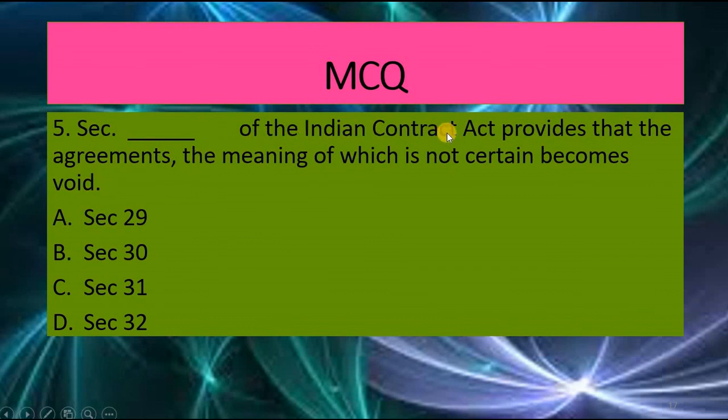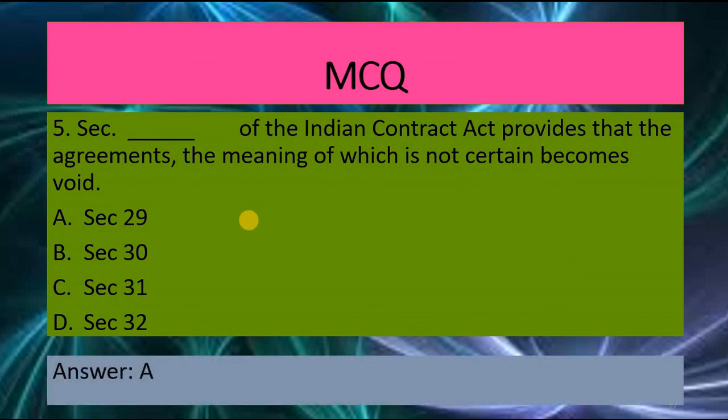Section dash of the Indian Contract Act provides that an agreement, the meaning of which is not certain, becomes void. Options: 29, 30, 31 and 32, and the answer is 29.